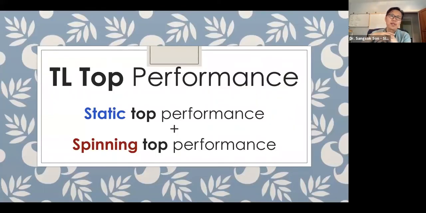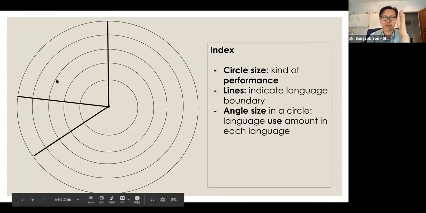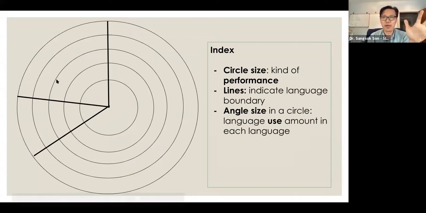So I made a translanguaging performance top to truly understand where students are in terms of their language proficiency in different languages. These are the performance levels. The circle represents their performance level: the first is entering, then emerging, developing, expanding, and commanding. The line divides language boundaries, and the angle of the circle represents the amount of language use.